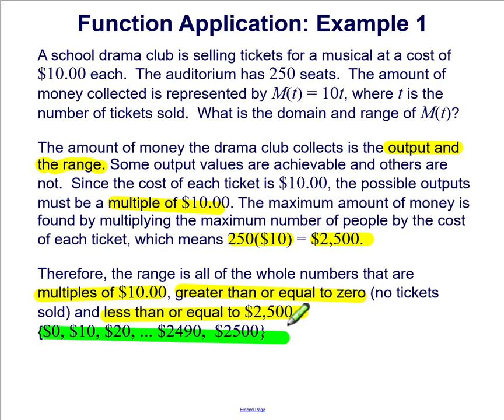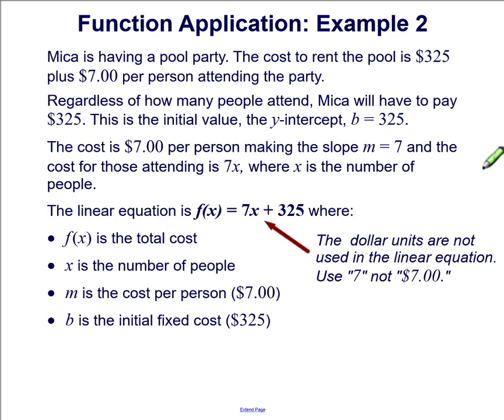By multiples of 10. Example number 2. Mika is having a pool party. The cost to rent the pool is $325 plus $7 per person attending the party. Regardless of how many people attend, Mika will have to pay the $325. This is the initial amount.